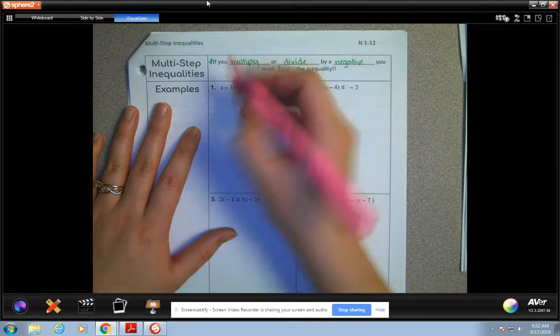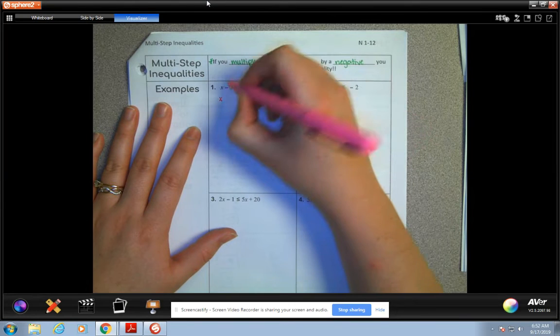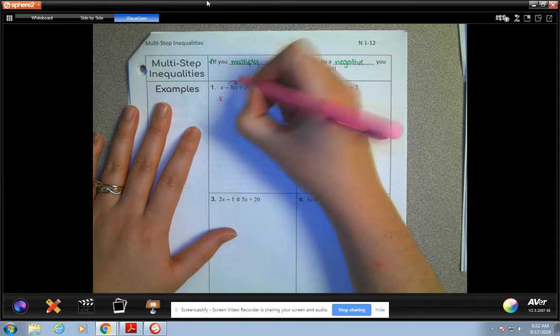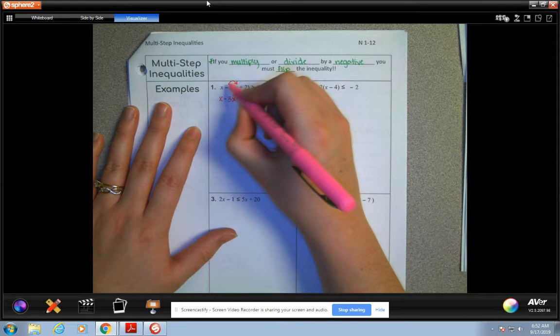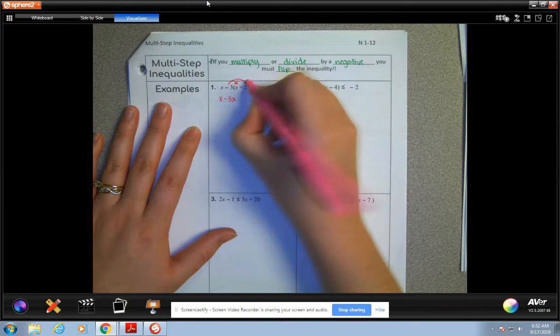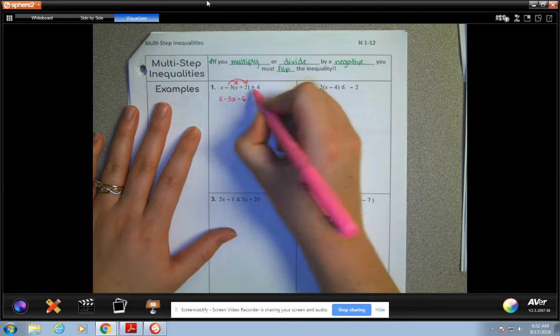First, I'm going to bring down my x, and then I'm going to distribute my -3. So I'm going to multiply -3 times x, and we get -3x. Then you're going to multiply -3 times a +2, and you get -6. Bring down your greater than sign, bring down your 4.